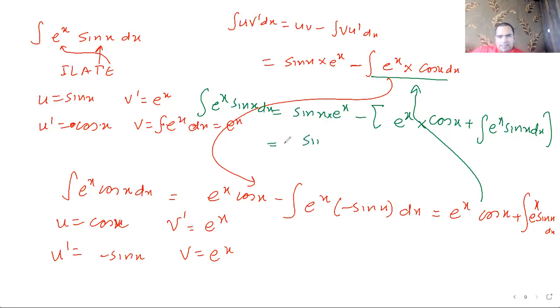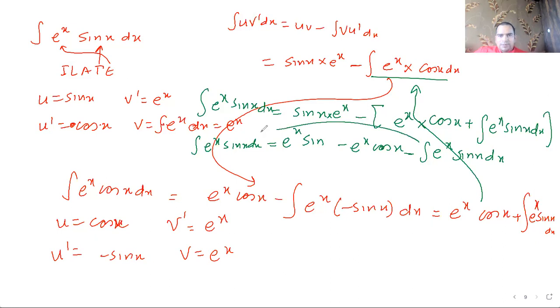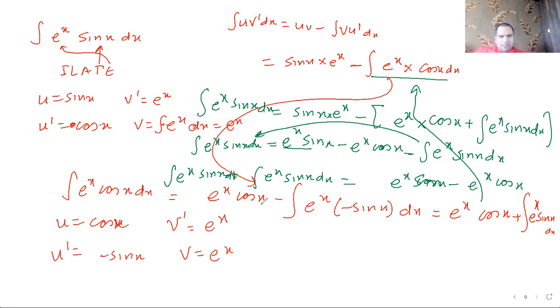So it'll be e raised to x sine x minus e raised to x cos x minus, if you open the bracket, this will become negative integral of e raised to x sine x dx. Now, we can keep doing this and you'll keep getting the same integral again and again. So rather than this, I can transfer this thing here smartly. It becomes integral of e raised to x sine x dx plus integral of e raised to x sine x dx equals e raised to x sine x minus e raised to x cos x. Now I'm just writing this thing here.